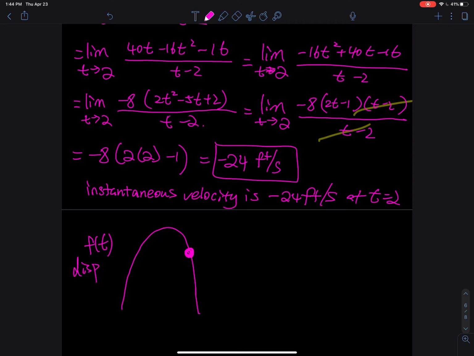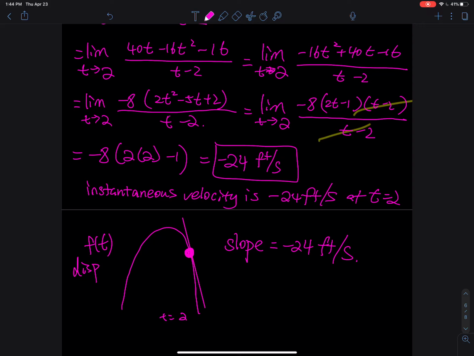And then the f prime of t, I didn't graph the f prime of t. The f prime of t is a velocity function. When time is equal to 2, we have a point. What is the slope at this point? So we have a tangent line. The slope at this point is equal to negative 24 feet per second. It's negative because the slope of the tangent line is negative.